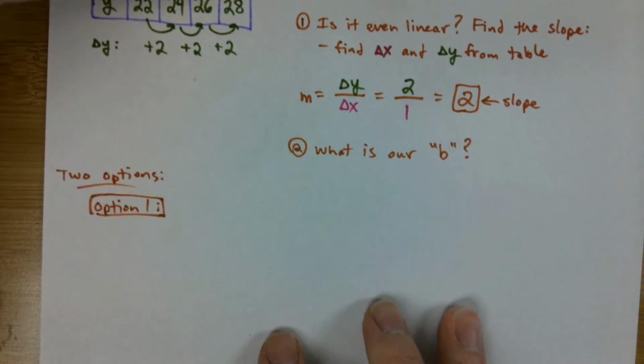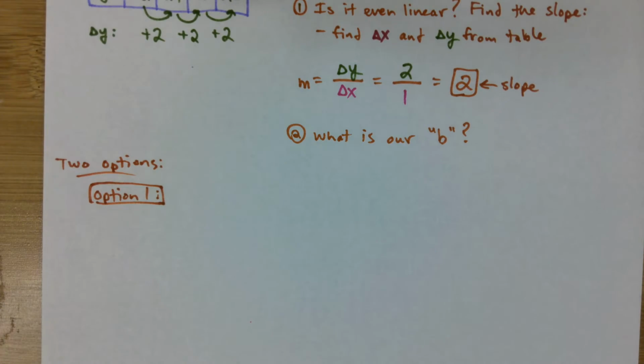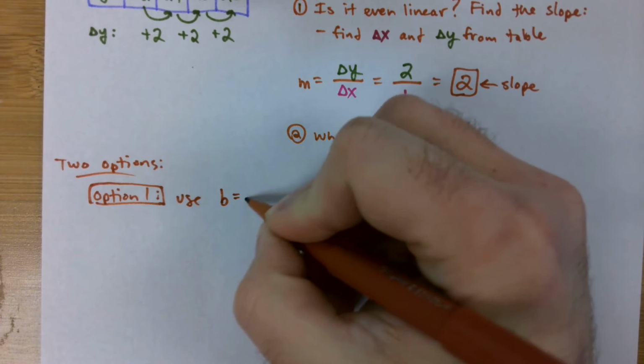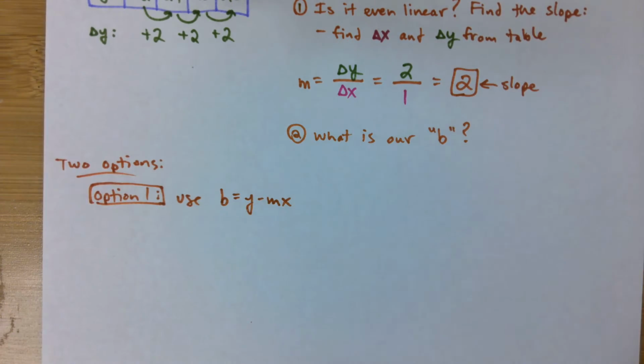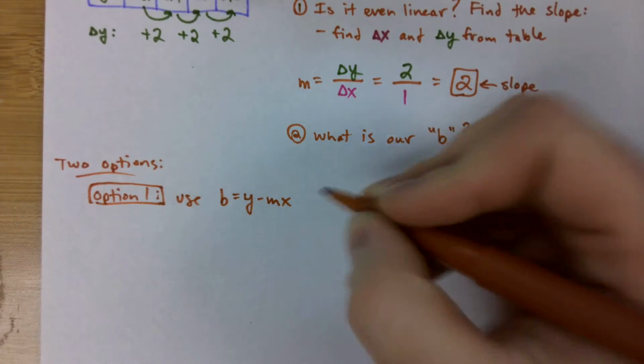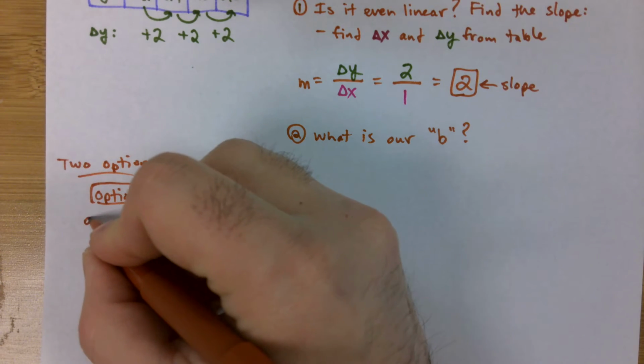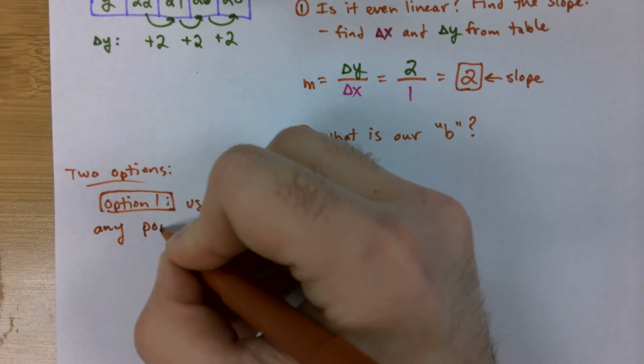I'm going to move this up a bit. So option one is use b equals y minus mx, and any point from the table.